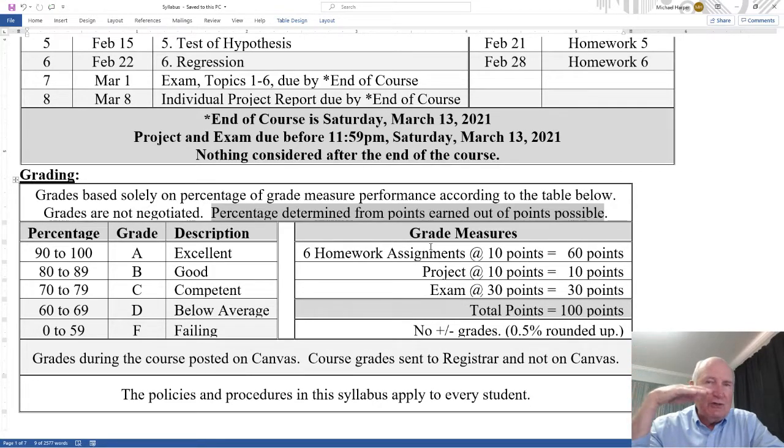Make sure that if you don't turn in an assignment, you get a 0. It counts as a 0. And sometimes Canvas will not count that as a 0. It won't count it at all, but it does count.